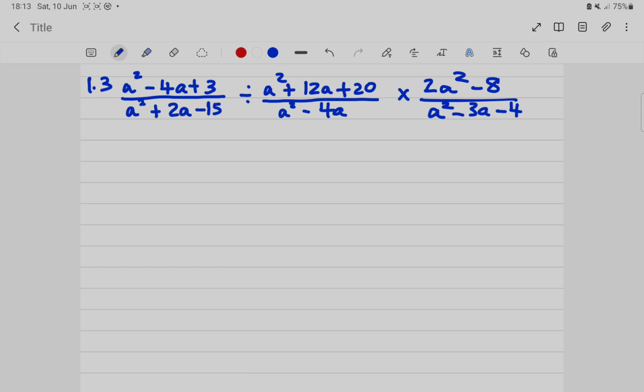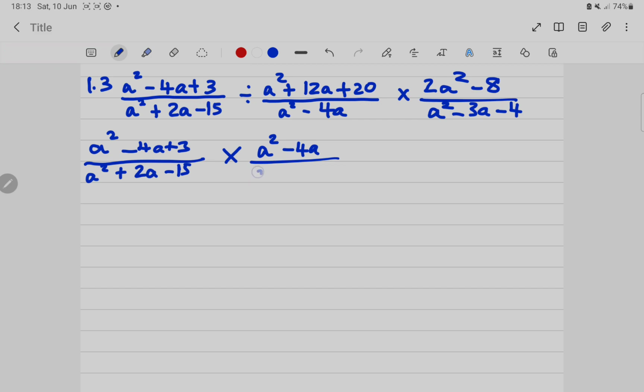Okay, so let's start by changing this sign. Let us not factorize for now, just change this sign. So we've got a squared minus 4a plus 3 all over a squared plus 2a minus 15 times, then if you put a times, what happens to the denominator? It becomes a numerator, a squared minus 4a all over a squared plus 12a plus 20 times 2a squared minus 8 all over a squared minus 3a minus 4.